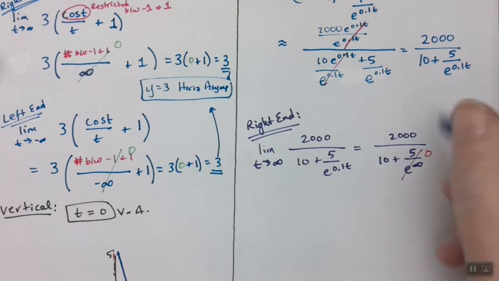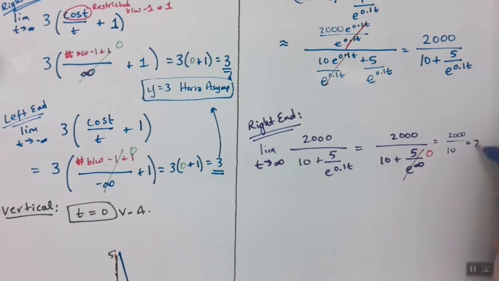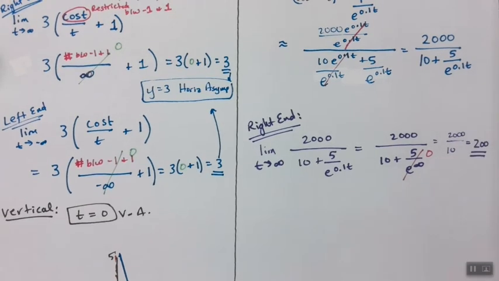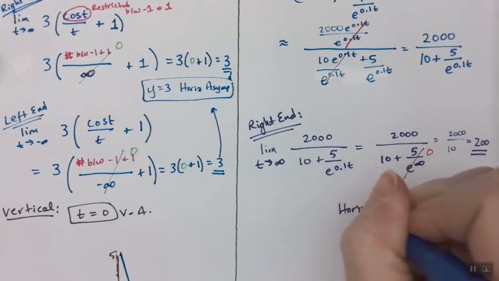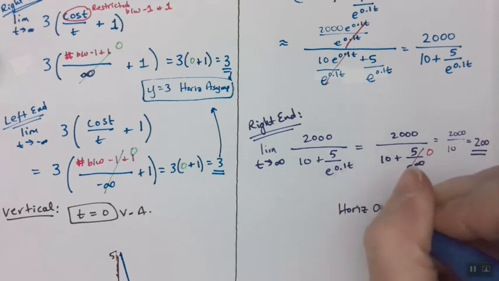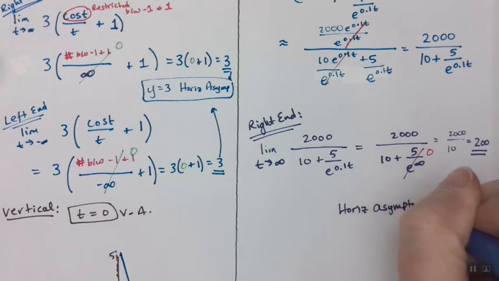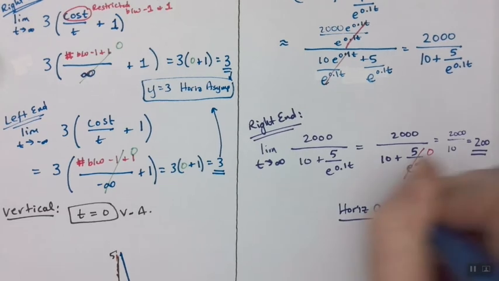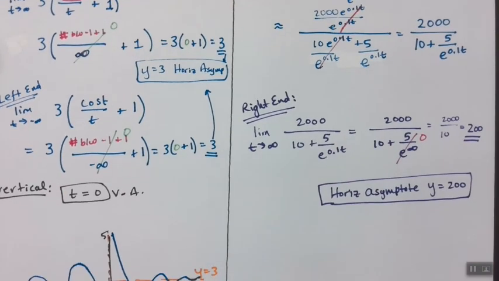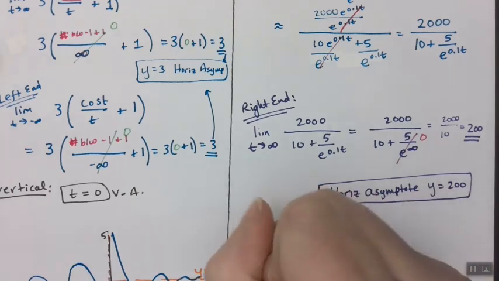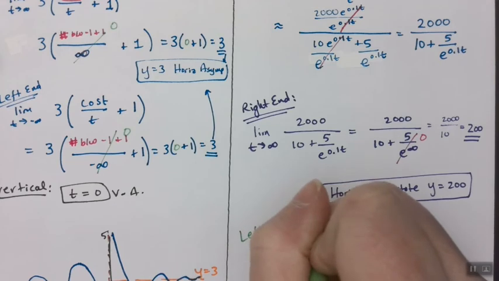So that means that I've got 2000 over 10, which is 200. So I have a horizontal asymptote on the right of y equals 200. Okay, now what about the other end, the left end? So if I look at that, I'd want to let t go to negative infinity.